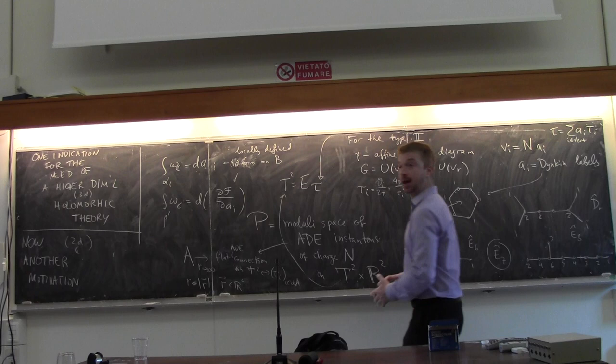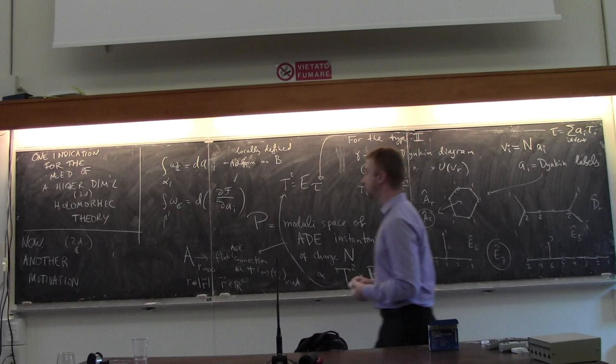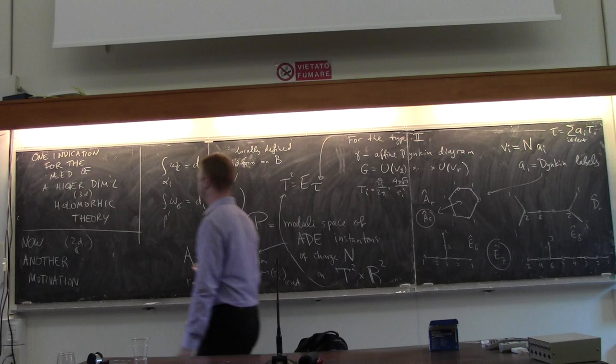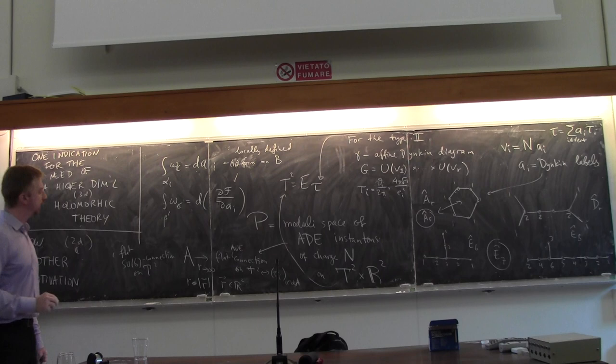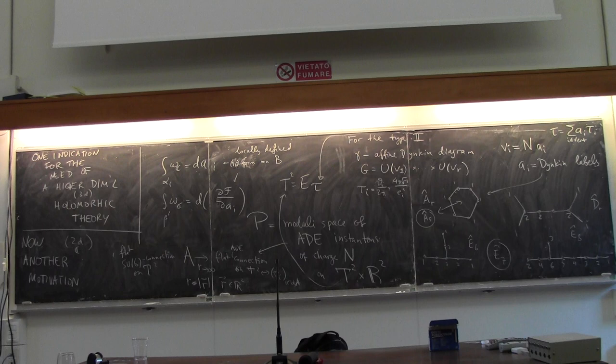And these five parameters determine for me the flat SU6 connection on T2. So what is an SU6 connection? It has two holonomies around the A cycle and B cycle, which commute. You can simultaneously diagonalize them. They will have some eigenvalues. You have six eigenvalues, but the product is equal to one.